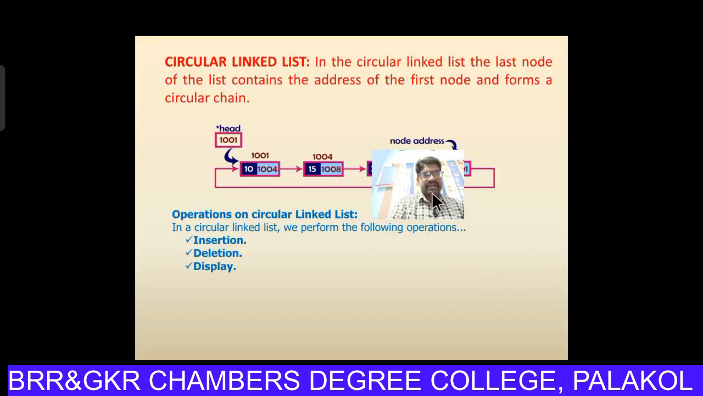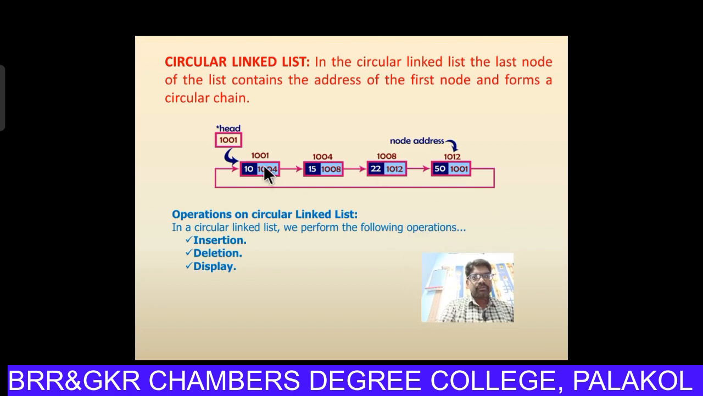Next one is a circular linked list. So we have to maintain it in a circular manner. Like a single linked list, we maintain it in a circular manner. So this is the first node, second node, third node, and fourth node. The actual values are 10, 15, 22, and 50. The first node address is 1002, then 1004, 1008, 1010. So observe this clearly.